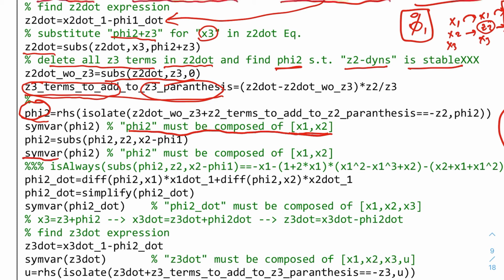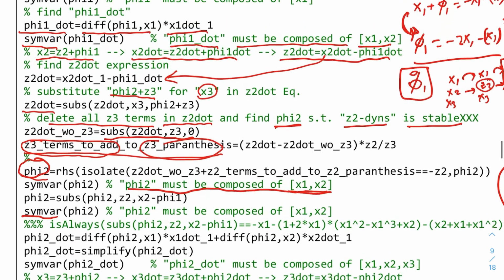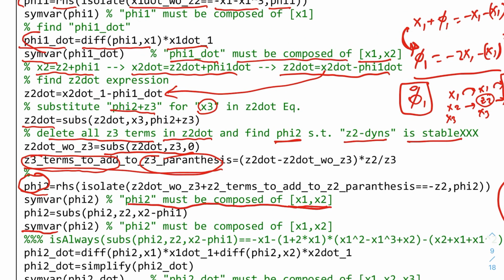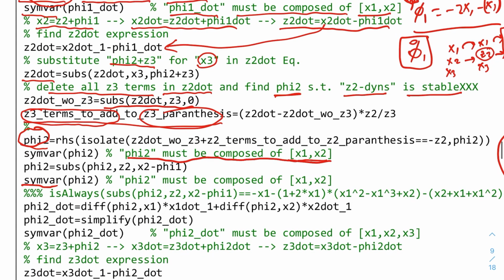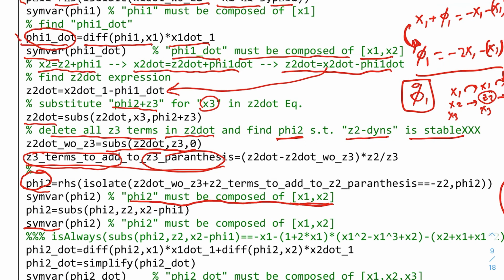Okay. And always check the dependency using simvar. And here we found x1, we determined x1 dot.